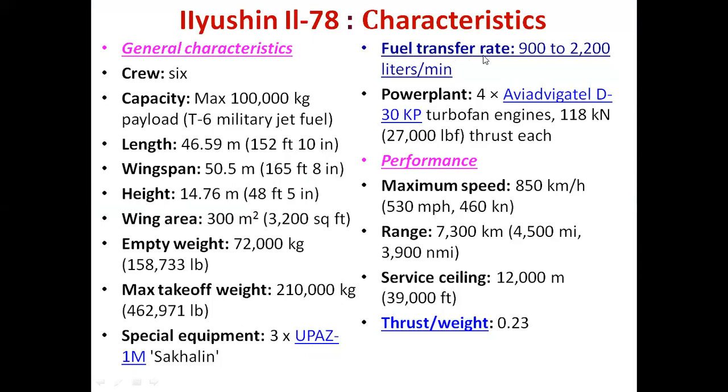Another point is the fuel transfer rate, to which you should pay attention. Then the performance: maximum speed 850 kilometers per hour, and maximum range. These are some of the characteristics to which we should pay attention, and this is true for all kinds of aircraft. If you know these 4 points for almost every aircraft, then you will know much more. The details are provided, so you can go through them on your own and try to understand these points.